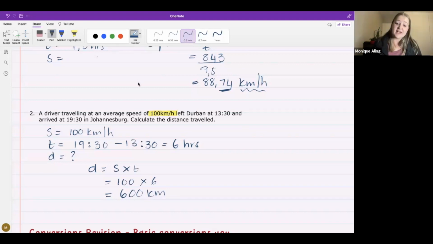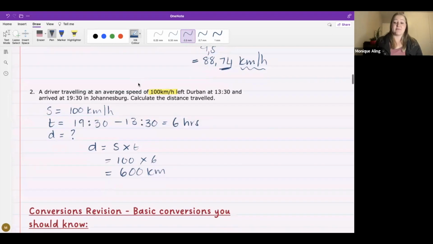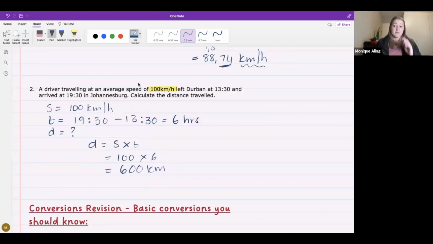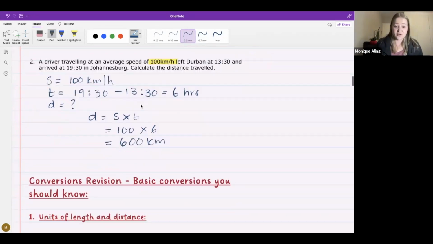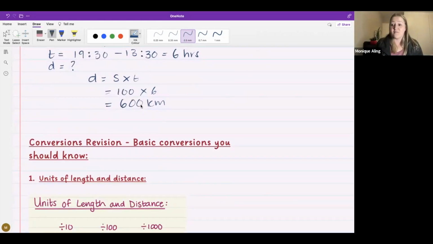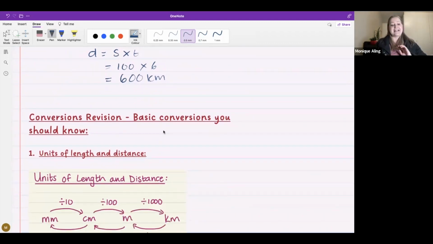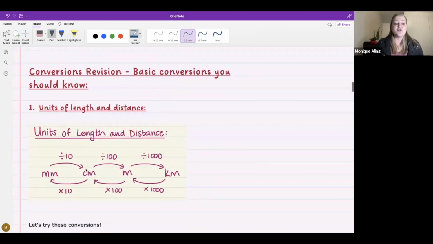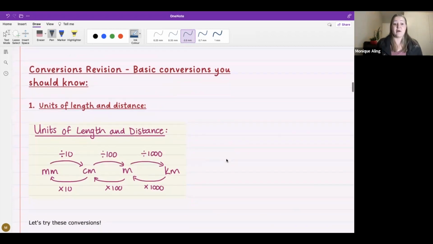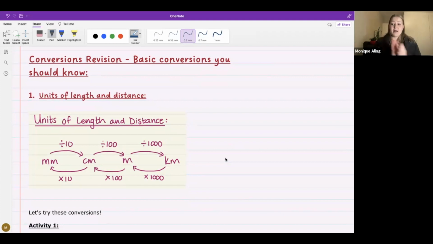Now we're going to look at some other conversions. We were looking at time conversions not so long ago. Now we're going to look at the other conversions that we need to know off by heart. The first one is units of length and distance. We need to know how to go from millimeters to meters, for example, or centimeters to kilometers. Might be a good moment to quickly take a screenshot of this.